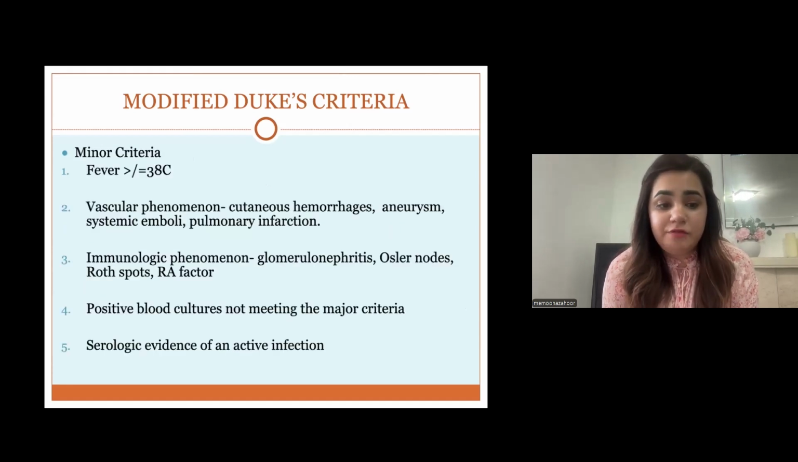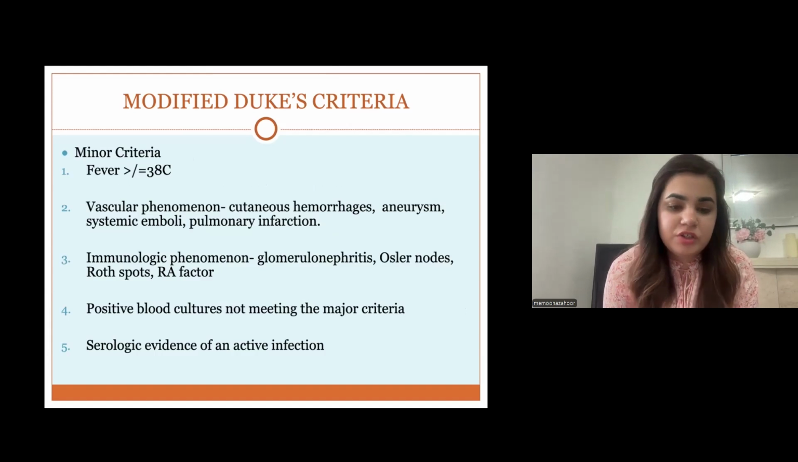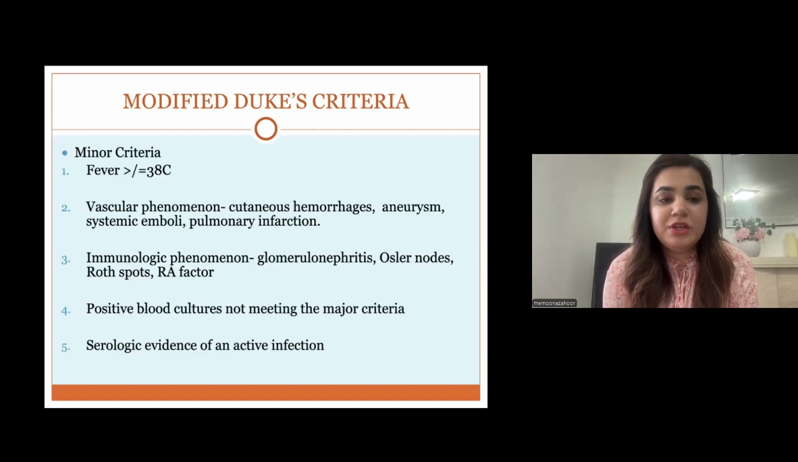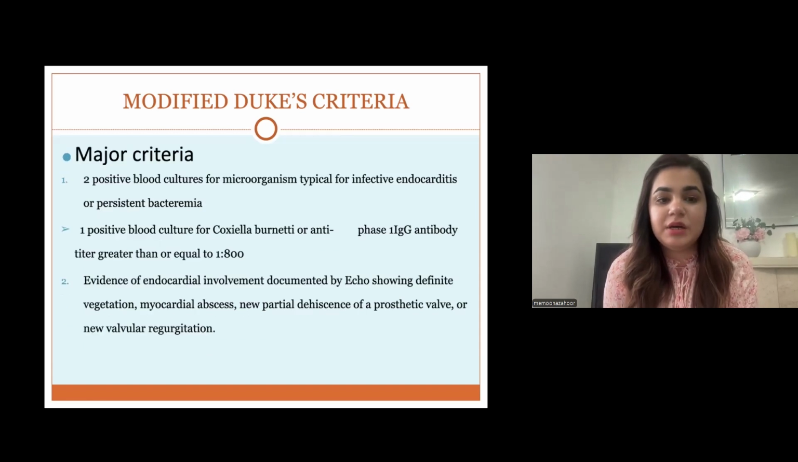Now we have 5 minor criteria, including fever and vascular phenomena. This patient presented with hemoptysis with lung involvement showing pulmonary infarction. For immunological phenomena, the kidneys were not involved, and no ocular nodes or Roth spots could be found on examination. There were positive blood cultures not meeting the major criteria, and serological evidence of an active infection. Now the diagnosis is made if you have any 2 major, or 1 major and 3 minor, or 5 minor criteria. And we met 2 major criteria here, persistent bacteremia and evidence of vegetations on echo.